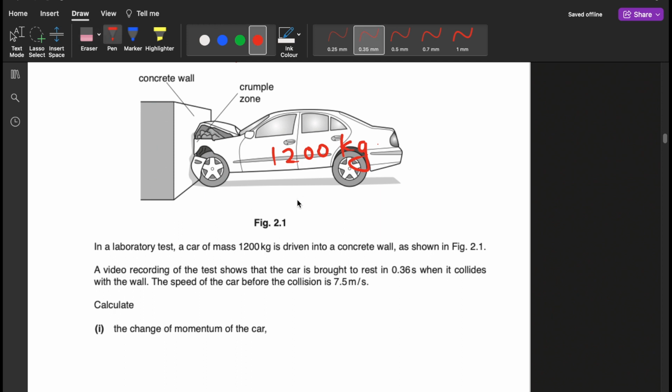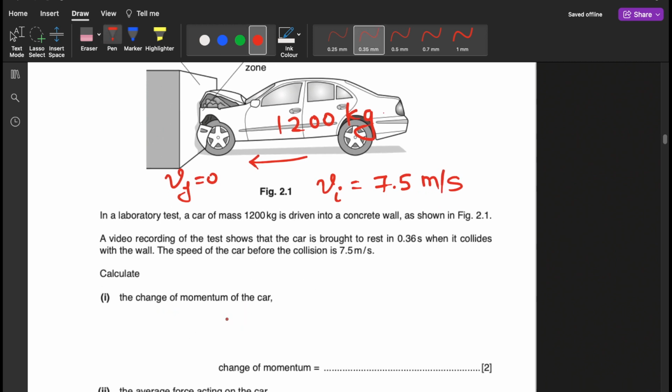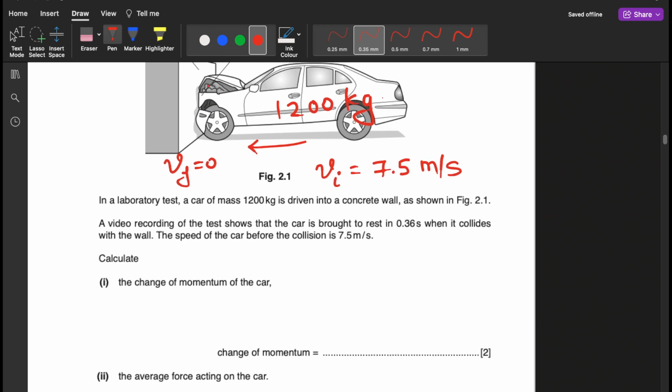Means the final velocity is 0. From that statement we got that when it collides with the wall, the speed of the car before the collision, it is moving, means this is the initial velocity. The car is moving with this speed, correct? Calculate the change in the momentum. So how do we find out the change of things, by the way?